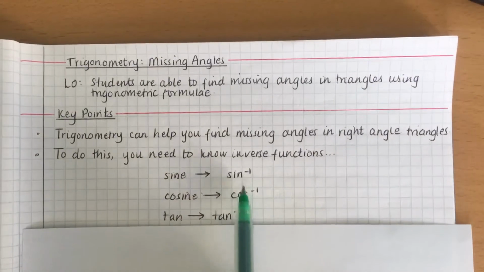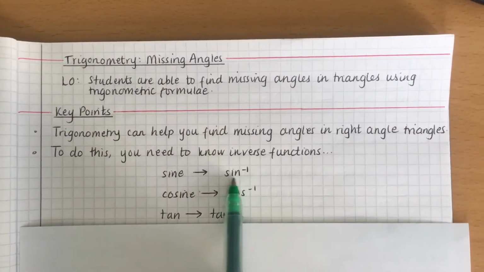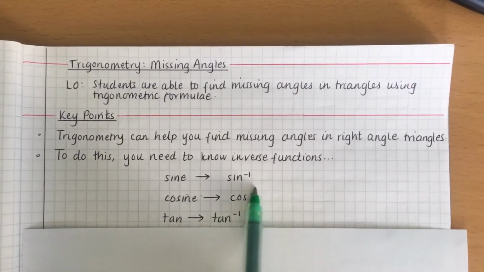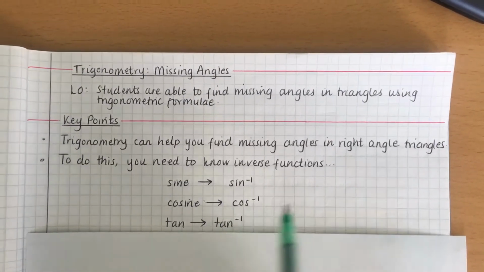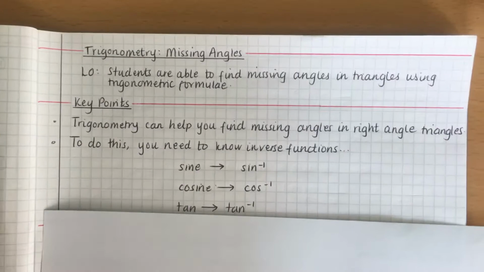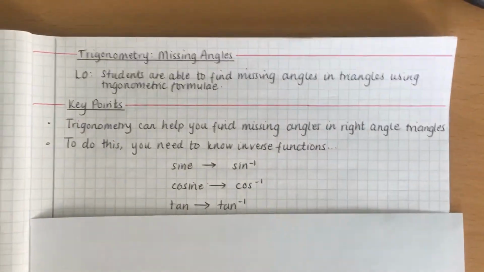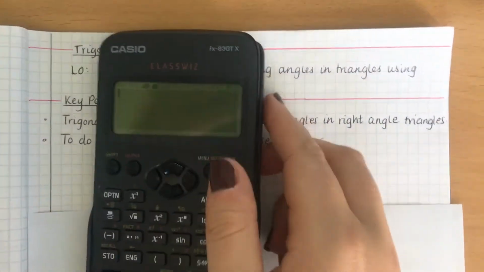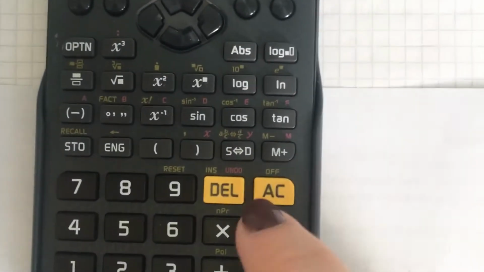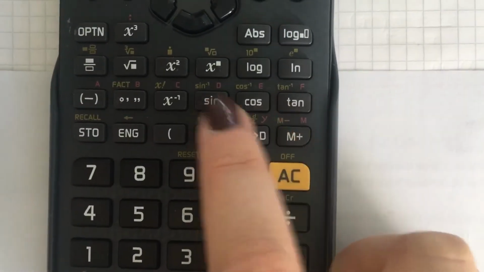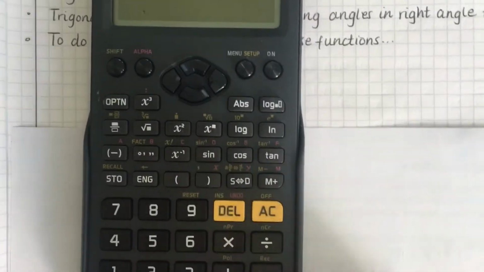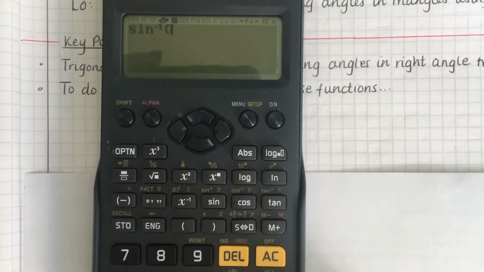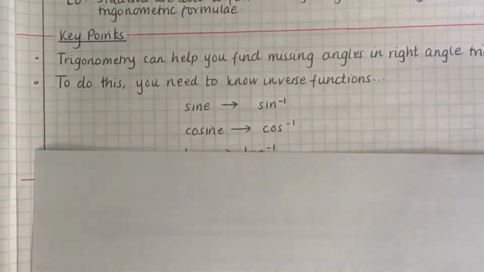They're written here in your key points. You would say inverse sine, inverse cos, inverse tan, but what it looks like is sine minus 1, cos minus 1, tan minus 1. On your calculators, you normally have to press your shift button and you can get them above these buttons here, okay? So you would press shift and then the sin button, and that gives you inverse sine. So that's how you get it on your calculator.